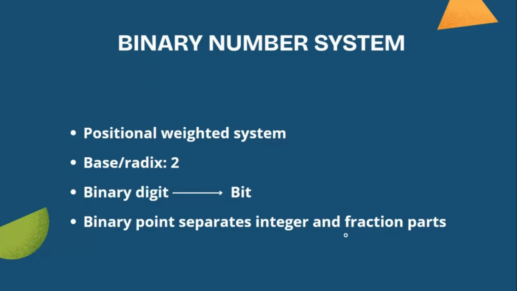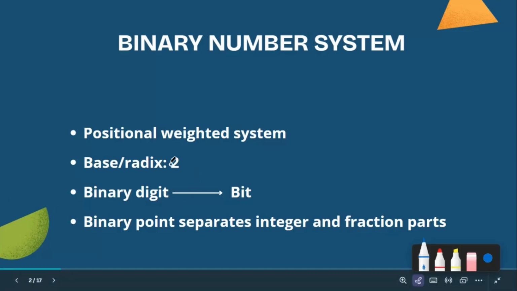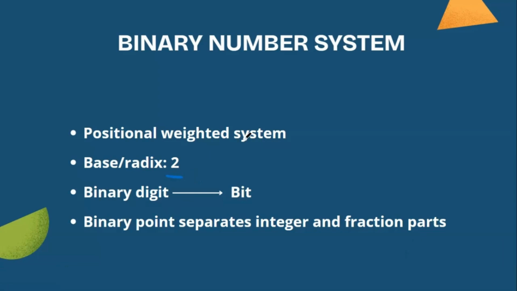The binary number system is a positional weighted system with base or radix equal to 2. Its symbols include 0 and 1, with each binary digit called a bit. In a binary number, the binary point separates the integer and the fraction parts.